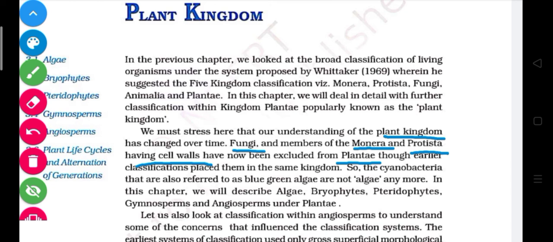Also, the cyanobacteria that were also referred to as blue-green algae are not algae. The blue-green algae are not algae anymore, they are cyanobacteria. And in this chapter, we will describe what are algae, bryophytes, pteridophytes, gymnosperms and angiosperms under Plantae.